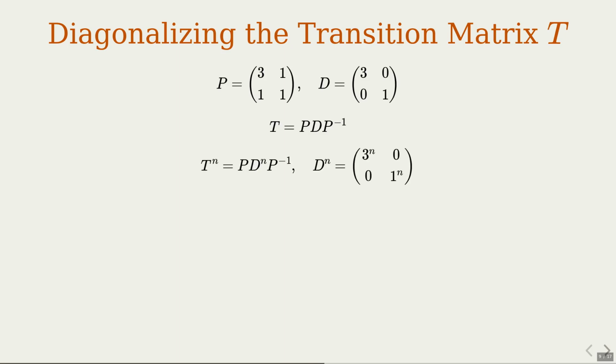Raising T to a power becomes easy, because taking a power of D just means raising each diagonal entry to that power. This is the payoff of diagonalization. Hard matrix powers reduced to simple scalar powers.